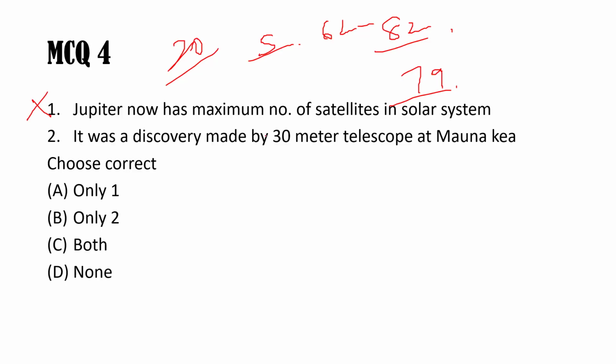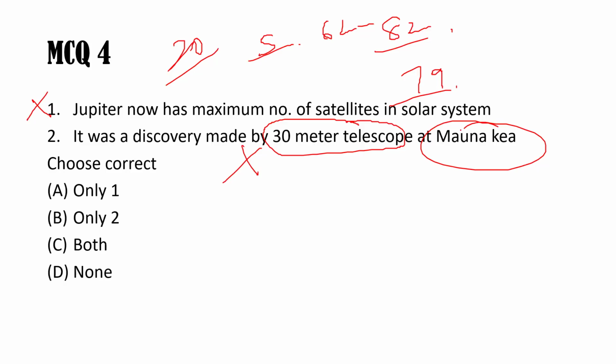This is wrong. Second is also wrong, because the 30-meter telescope is the biggest telescope on Earth, and that is located on Mauna Kea, especially. And Mauna Kea and Mauna Loa are the two important volcanic mountains present in the North Pacific. The height of Mauna Kea is more than Mount Everest there. If you consider the total height, from the ocean's bottom to the tip of it, then it is close to 10 kilometers, and that is more than Mount Everest's height. So this discovery was not made by the 30-meter telescope.